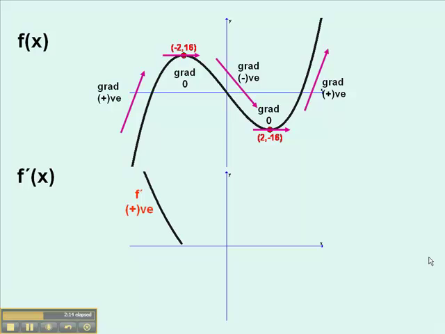Now in my original function, as I went towards negative 2, 16, the x-coordinate of negative 2, my gradients were positive, so my f dash x values will all be positive, going up to negative 2, or above the x-axis. As we go towards an x-coordinate of negative 2, they're getting to a value of 0. So when my x-coordinate is negative 2, we must cross the x-axis.